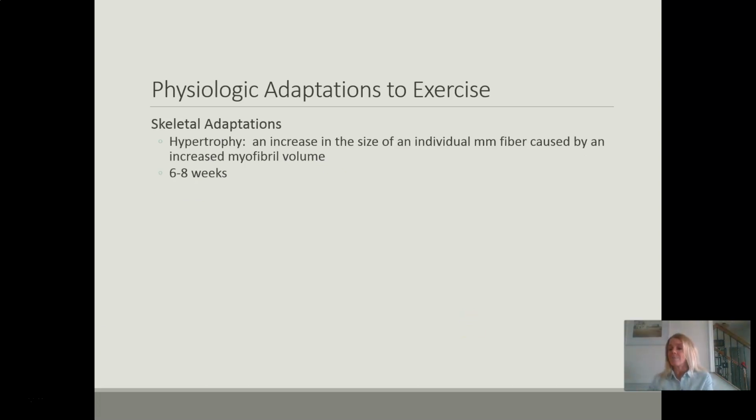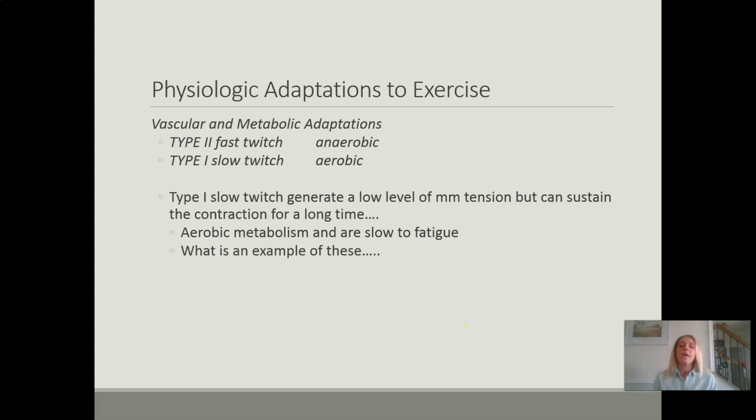The skeletal adaptations, again, take a little bit longer, 6 to 8 weeks. And again, this is going to be seen as hypertrophy of the muscles. And again, the vascular and metabolic adaptations, they're your type 2 fast twitch fibers. These are your anaerobic fibers, and your type 1 slow twitch fibers are more of your aerobic type.